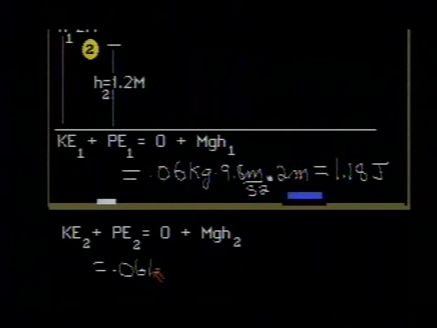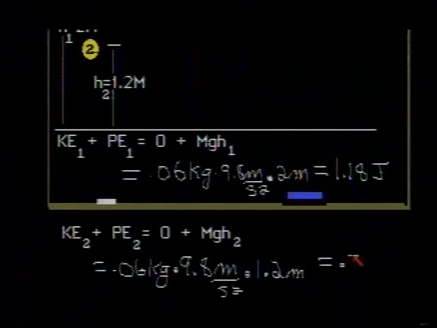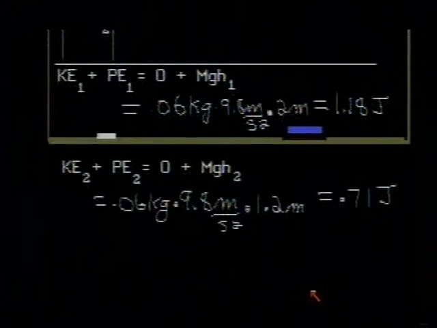0.06 kilograms times 9.8 meters per second squared times 1.2 meters, and that gives a value of 0.71 joules. So this sum of kinetic and potential energies at these 2 points is different. And the difference between these two sums simply represents the heat that is lost on the bounce.